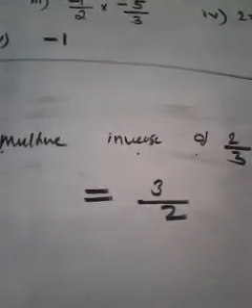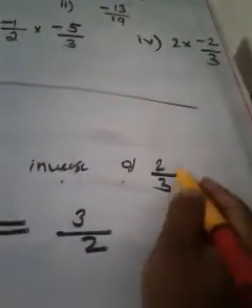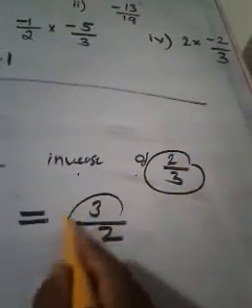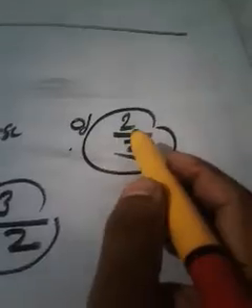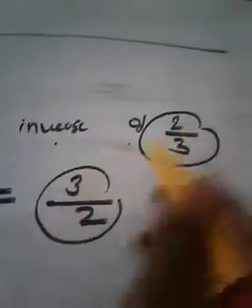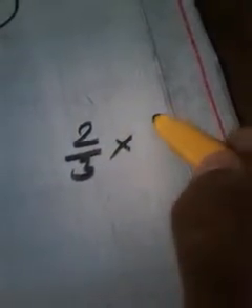You know the meaning of multiplicative inverse? When you multiply a number with its multiplicative inverse, the answer will be 1. That is what multiplicative inverse is. What is the multiplicative inverse of 2 by 3? The answer is 3 by 2. Now just multiply 2 by 3 with its multiplicative inverse, that is 3 by 2.